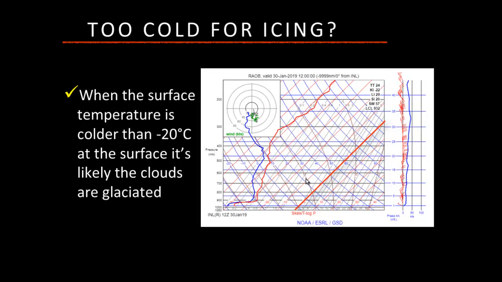And last but not least, is it too cold for icing? Is it ever too cold for icing? The answer is yes. Once you get to a temperature of about minus 20, 25, 30, you're really in those regimes where you're dealing with glaciated clouds. So if you have a surface temperature of minus 20, most likely the atmosphere above that is way colder. I always look at that as a surface temperature of minus 20. You're probably going to be looking at glaciated clouds, which means all ice crystals in the clouds. And so you could fly through that cloud without having any certified ice protection system and have no fear of accreting any ice.